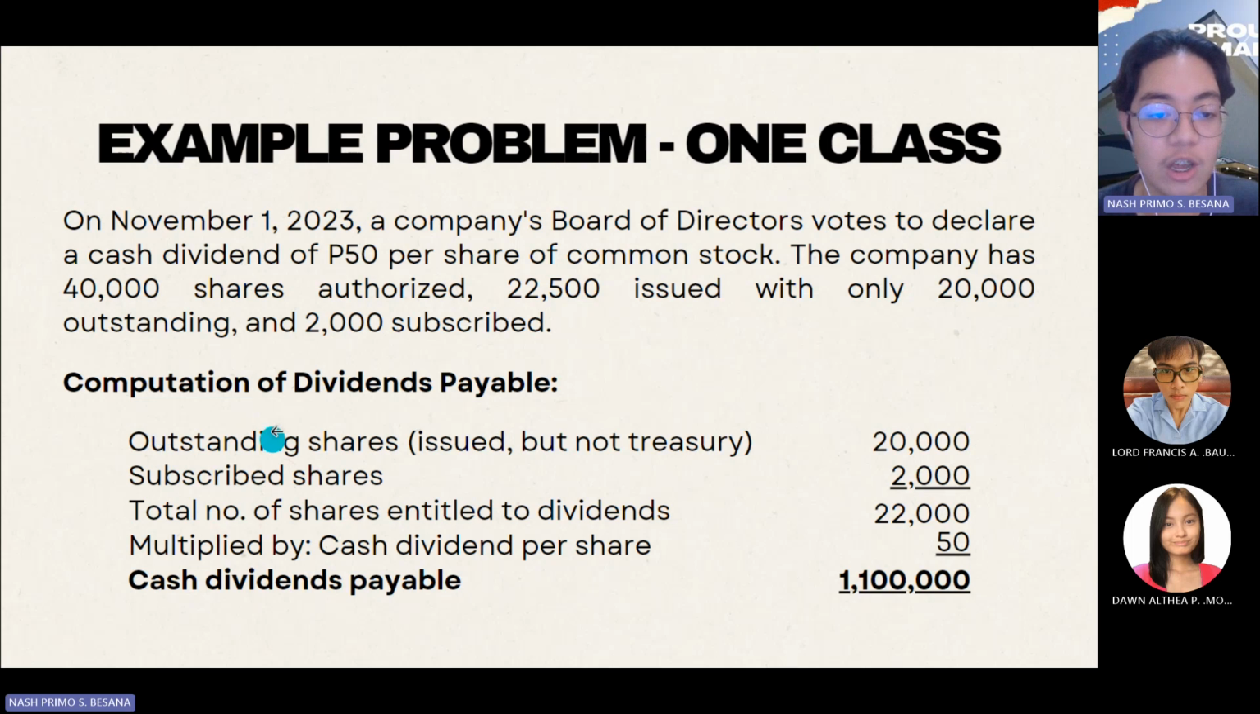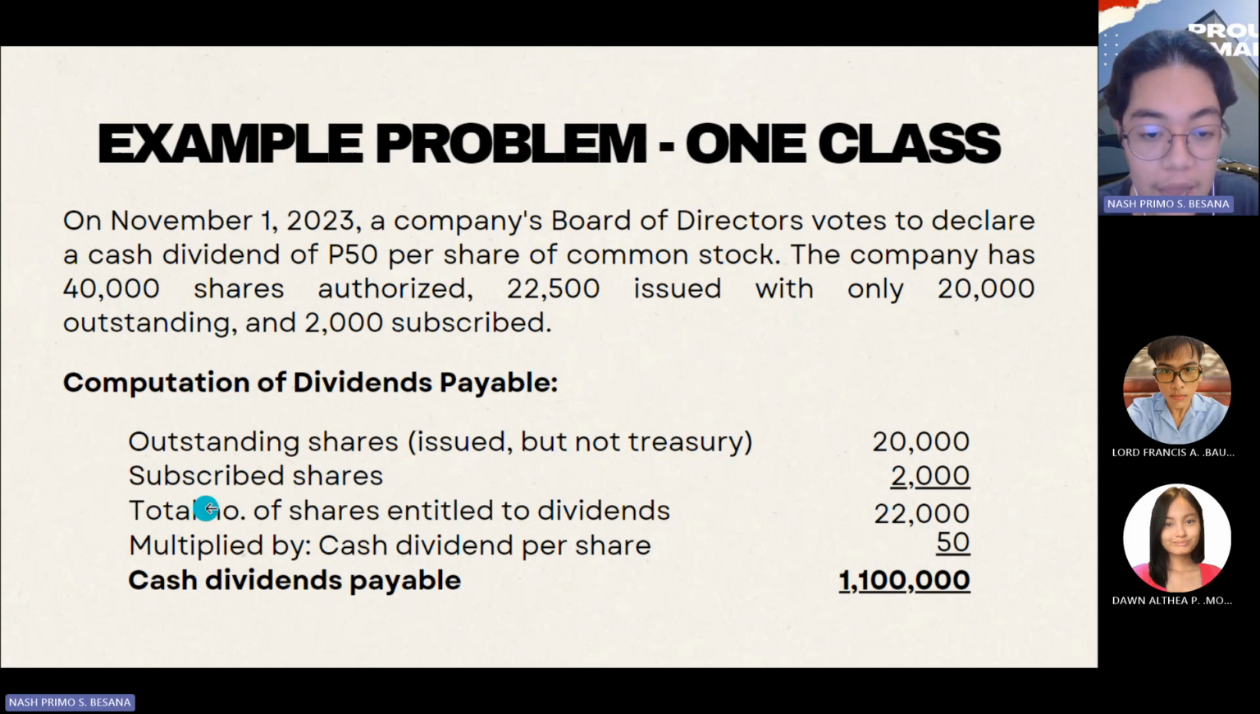So outstanding shares ang i-observe natin, 22,500 na issued minus yung 2,500 na treasury, which is hindi siya clearly stated dito, 'di ba? But kita naman siya na binigay naman na 20,000 daw yung outstanding. So, outstanding shares 20,000 and then again, rule din na mabibigyan si subscribe. So, subscribe shares na 2,000. So, there would be a total number of shares na 22,000. So, there would be 22,000 shares entitled to dividends.